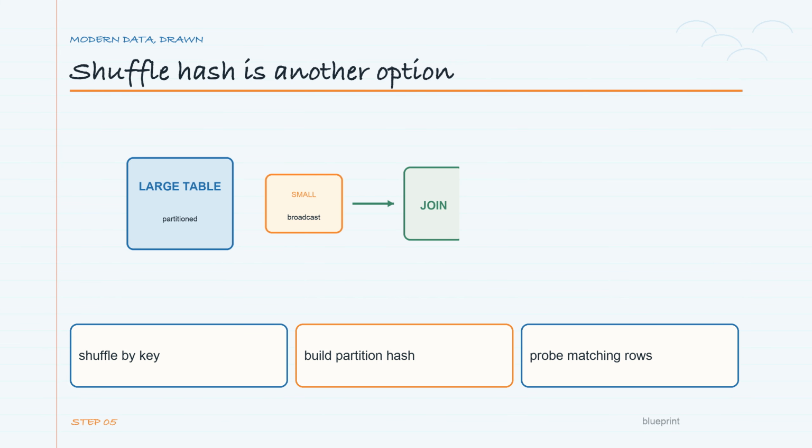Read the drawing from one idea to the next. Shuffle by key, then build partition hash, then probe matching rows. You do not need to memorize every implementation detail yet. Focus on what moves, what stays fixed, and why the system does less unnecessary work.